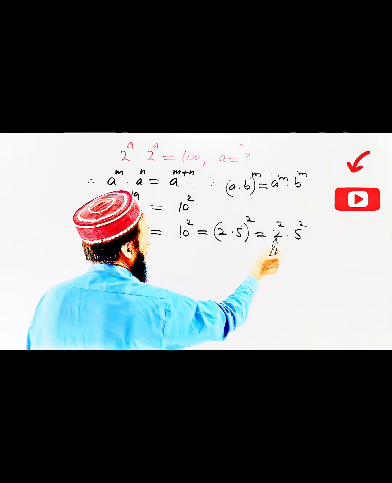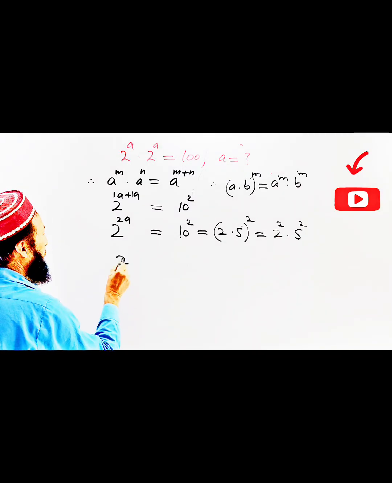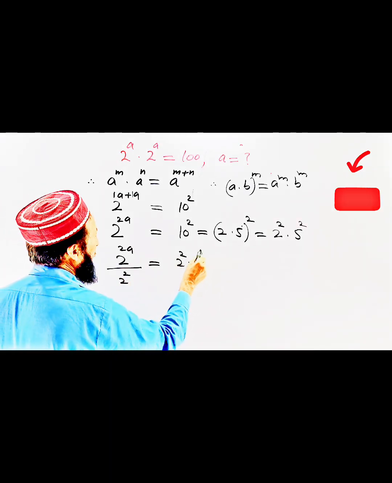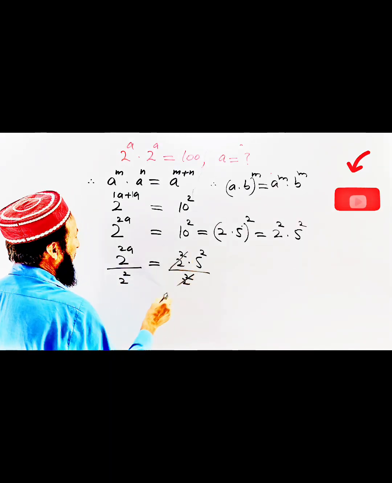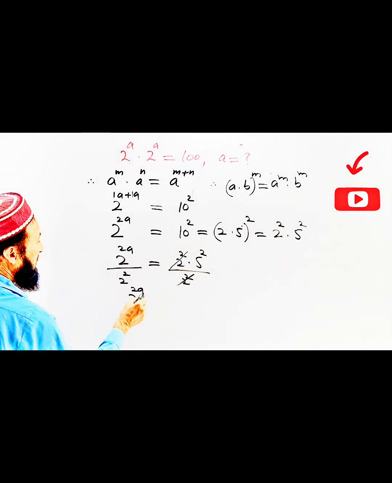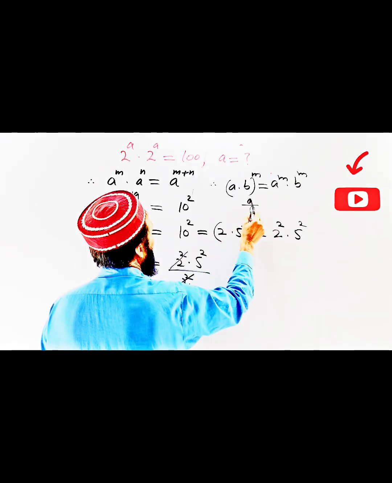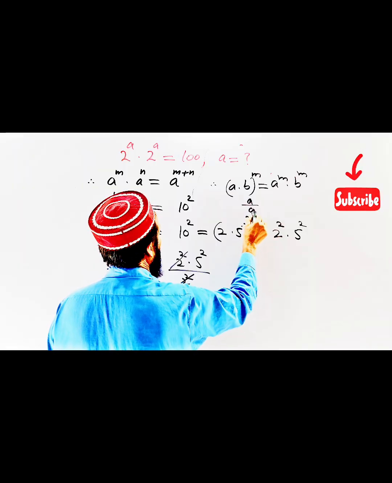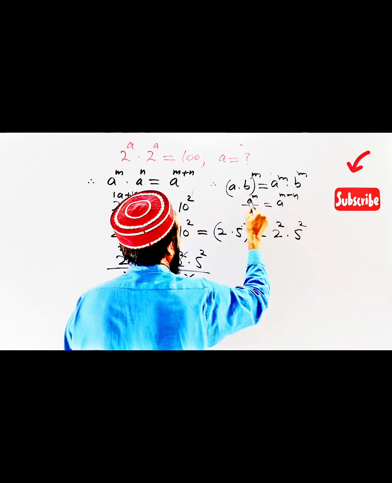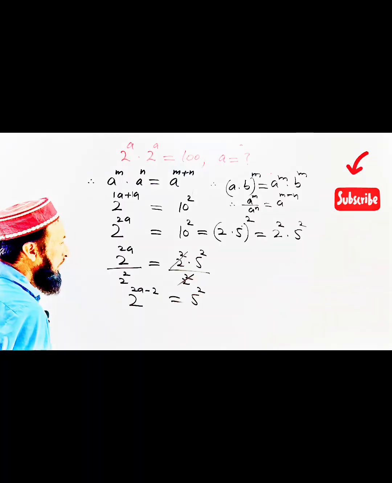Similarly here 2 square and here is also 2. Now we divide both sides by 2 square, so 2 exponent 2 and 5 square divided by 2 square, both are cancelled. Now we use the exponent rule: we take one base and subtract their powers. According to this rule, a exponent m divided by a exponent n is equal to a exponent m minus n. Here 5 square is remaining.